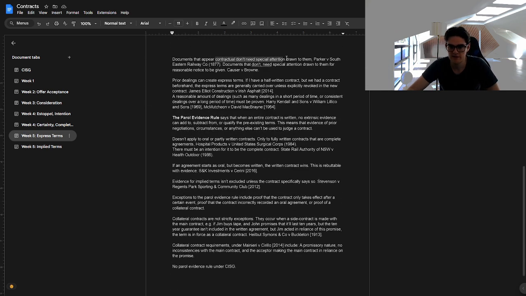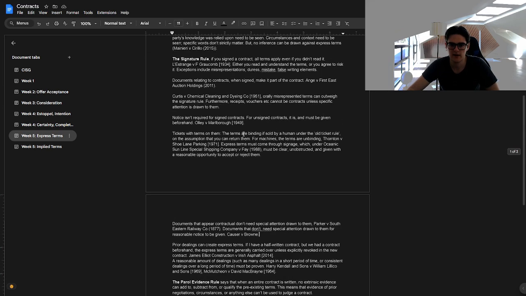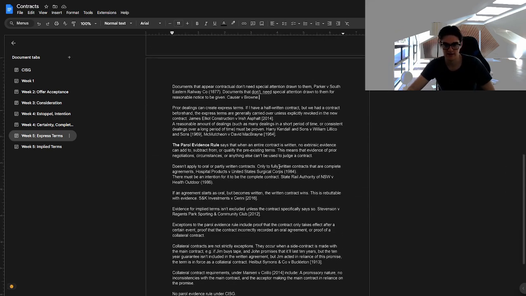Documents that appear contractual don't need special attention drawn to them. Yeah, I already said this. Documents that don't, they do. Yeah, that's what I was saying before up here. So if it's like a receipt or a voucher, that's not contracting unless there's specific attention drawn to it.